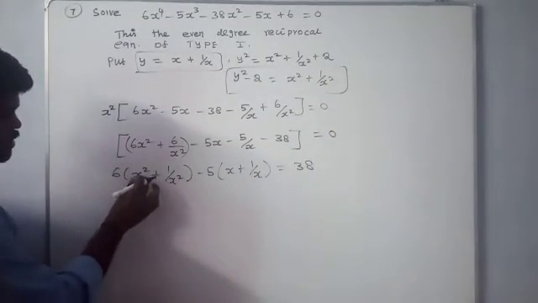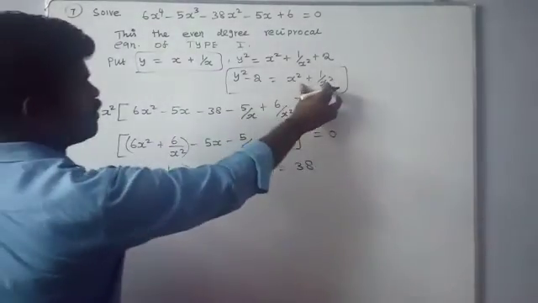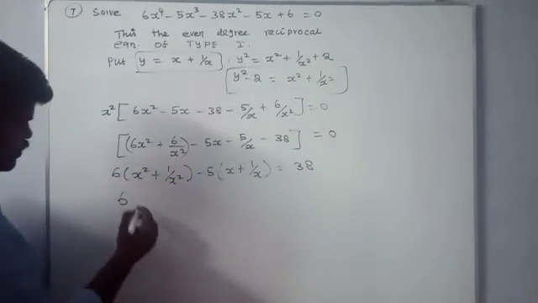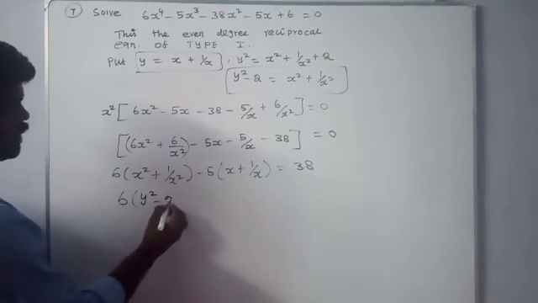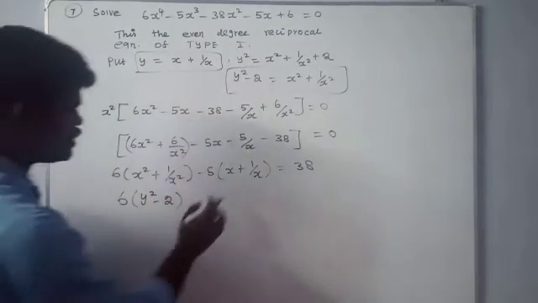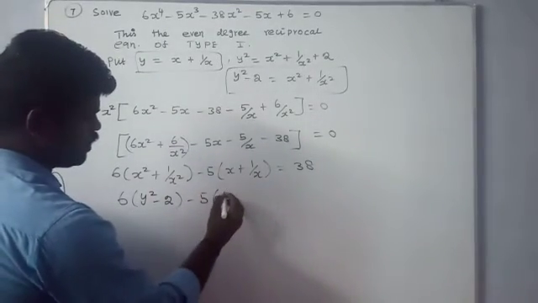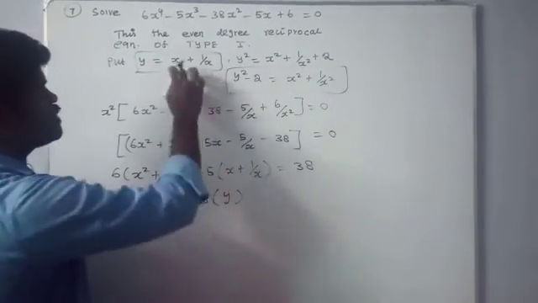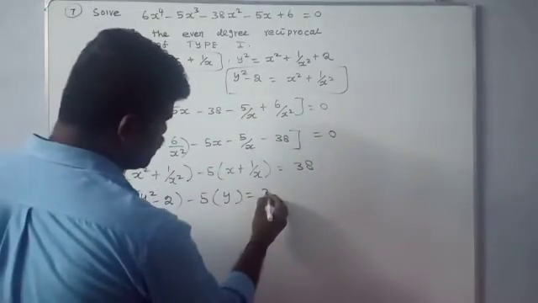Here 6 into, what is the value of x square plus 1 by x square? This is y square minus 2. So 6 into y square minus 2, and minus 5 times x plus 1 by x, which is y, equal to 38.